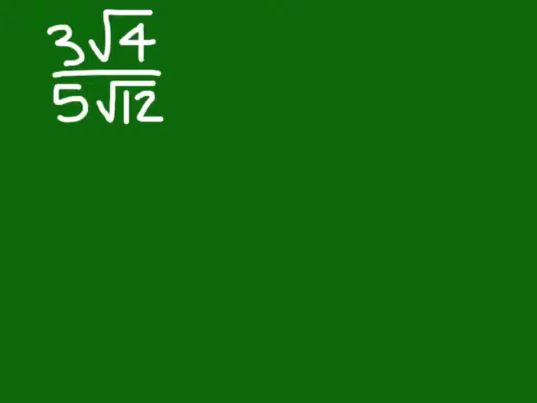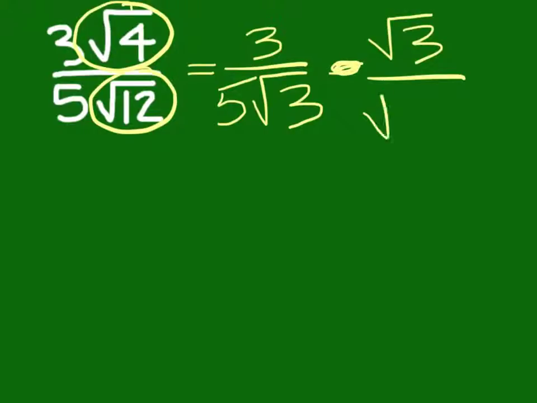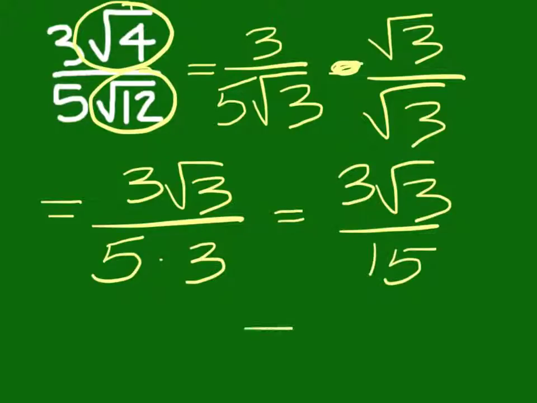On this problem, you can multiply the top and the bottom by the square root of 12, or you can use the shortcut in reverse. Square root of 4 over square root of 12 can simplify down to 3 over 5 square root of 3. Now you would have to multiply the top and the bottom by the square root of 3. So 3 square root of 3 over 5 times 3. So that's 3 square root of 3 over 15, and that would simplify down to the square root of 3 over 5.